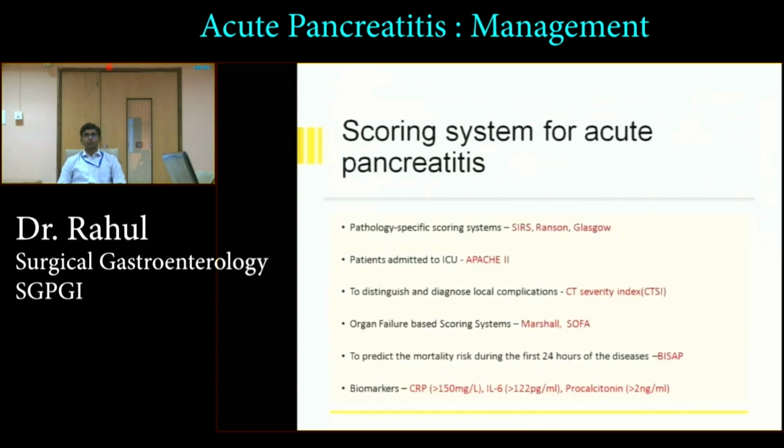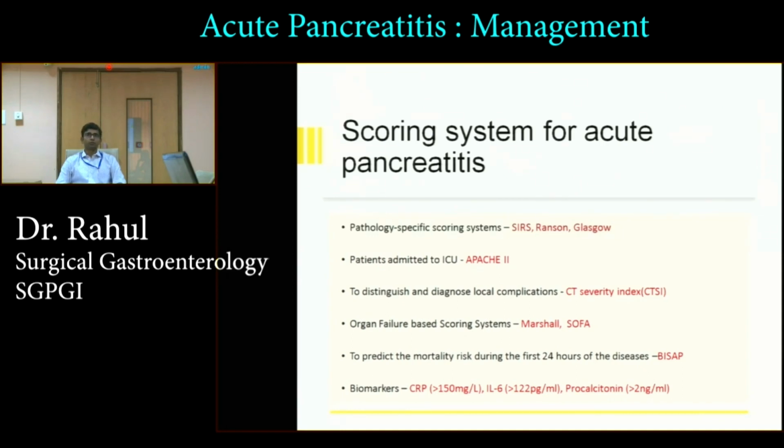So there are various scoring systems available for acute pancreatitis, including some pertinent to ICU patients. So there are multiple criteria. Many scoring systems have been developed just because none of them are very accurate. One of the most common is the organ failure based scoring system, that is Marshall and SOFA, and the other is the BISAP scoring system, that is Bedside Index for Severity in Acute Pancreatitis. These two are very commonly practiced and have been proven to correlate with severity and mortality related to pancreatitis.